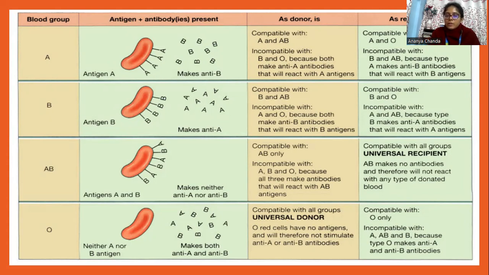So in the blood group section, as we have learned, the universal recipient is AB and the universal donor is O.